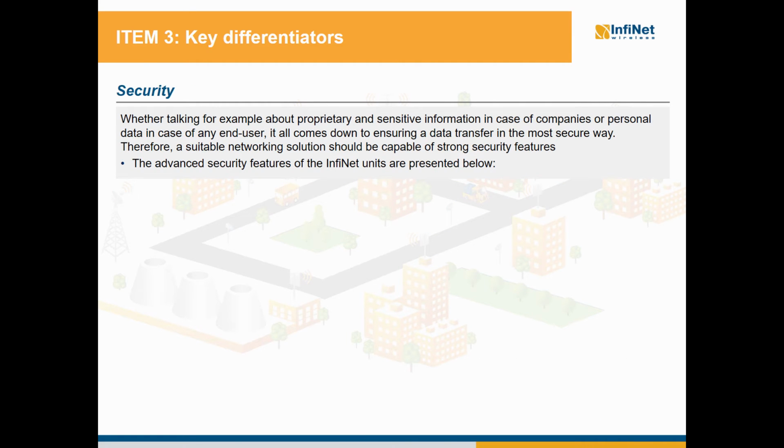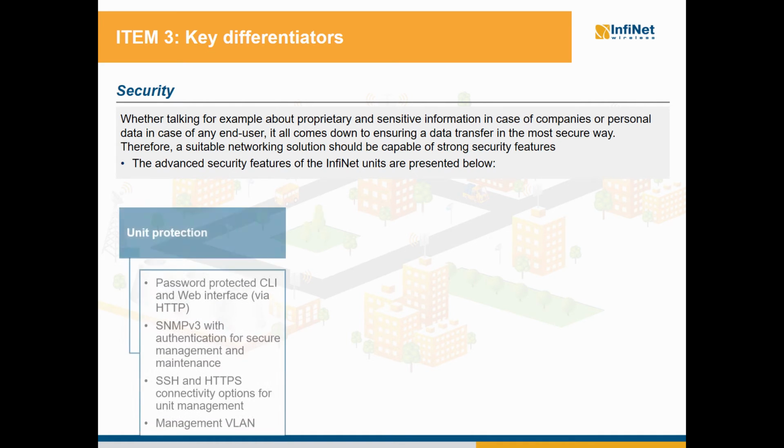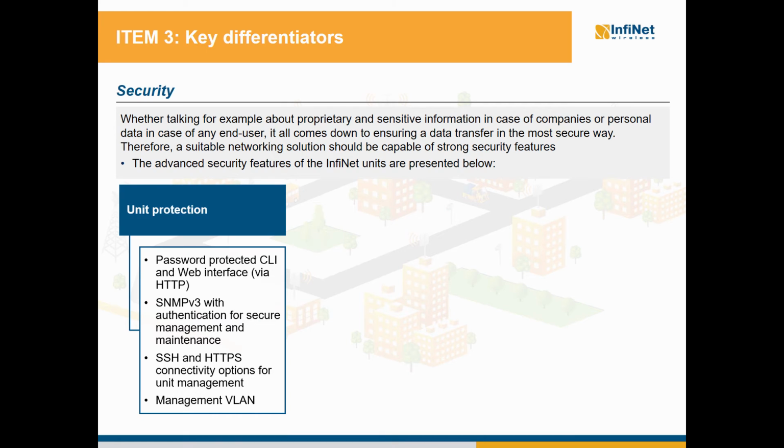Protecting sensitive information and ensuring a secure data transfer is essential for everybody. Infinet Wireless units provide in this sense multiple strong security features. We are talking about the unit protection, comprised of the password-protected CLI and web interface, the SNMP version 3 with authentication for a secure management. SSH and HTTPS plus management VLANs can also be used to further increase the strength of the security.